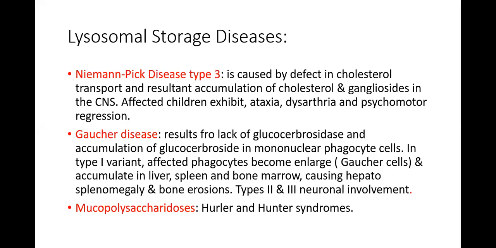Okay, so Gaucher disease is again of three types: type 1, type 2, type 3. Type 1 involves enlargement of the spleen and bone marrow, causing hepatosplenomegaly and bone lesions, and there is accumulation of glucocerebroside in the mononuclear phagocyte system in the spleen, bone marrow, and liver. Types 2 and 3 have neuronal involvement. Mucopolysaccharidoses are called Hurler and Hunter syndrome. Okay, these are also seen in lysosomal storage disorders.